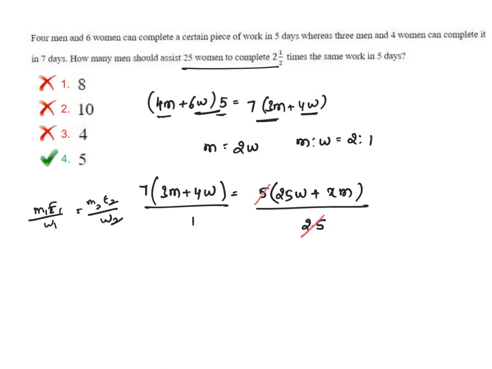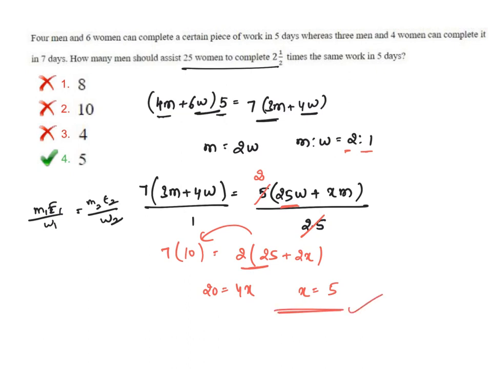2.5 ones are 2.5 twos are. In place of M, you substitute 2. In place of W, you substitute 1. 7 into 6 plus 4, 10. 2 into 25, substitute 2x. This is 50. 50 goes there, it becomes 20 is equals to 4x. Now x is equals to 5. So 5 men can assist.